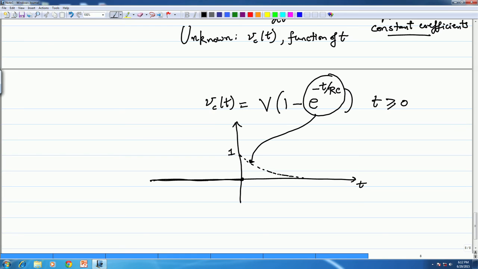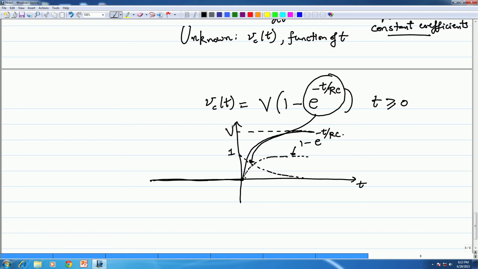What is going to be 1 minus this? 1 minus this will give you a picture which looks like this, right. It will look like this. Okay. This is 1 minus e power minus t by RC, and then I am going to multiply it by V. So, I get an equation like that. So, it will never exceed V, and that is how it will look.